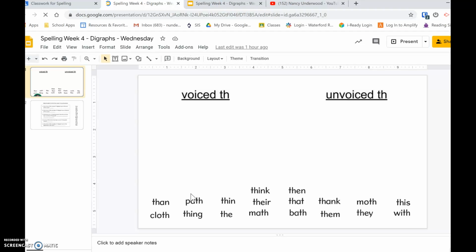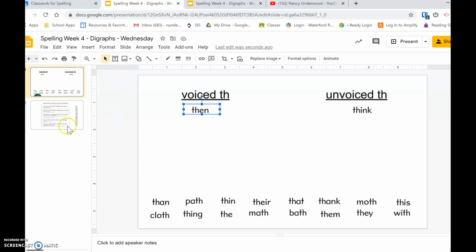So yesterday we focused on our other digraphs, our WH, PH, SH, CH. Today we're going to focus on our voiced and unvoiced TH digraph. Remember, voiced has a little vibration and unvoiced doesn't. So if you do the word think, it doesn't have a vibration. Then does have a vibration. So you'll read each of these words and you'll sort them in the groups that they go in.